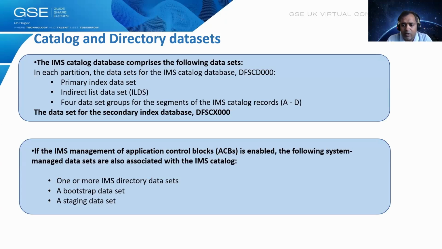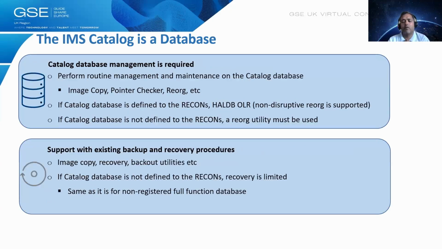When we use IMS managed ACBs, we use directories, and there we find 2 types of data sets. One is a set of staging directory data sets and the other is active directory data sets, and the information about staging and active is present in your bootstrap data set. So all these are the different types of data sets involved in a catalog and in a directory. And then we know that an IMS catalog is a HALDB database, right? So everything which you do for a database, you need to do for an IMS catalog as well.